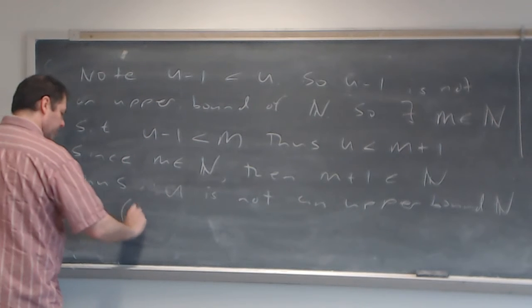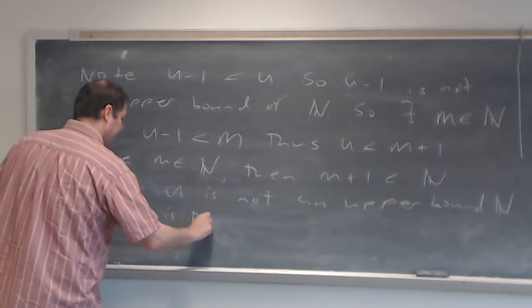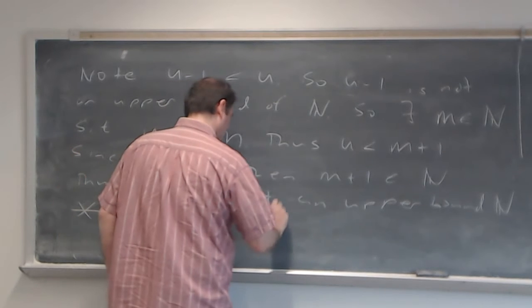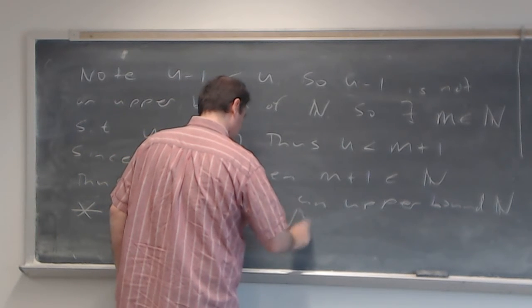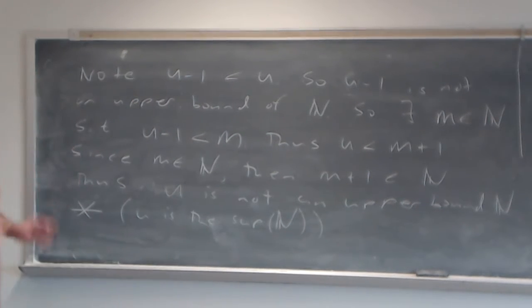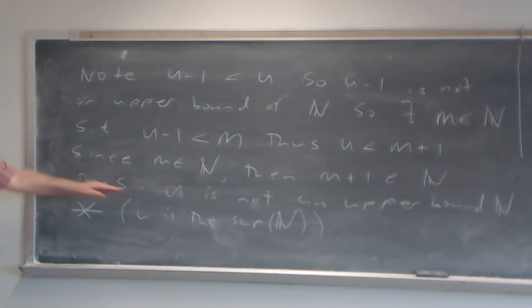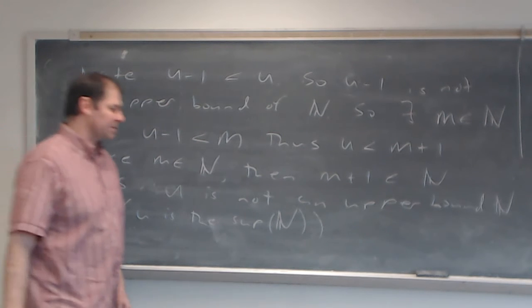But that's a contradiction. What does it contradict? U is the supremum of script N. So we've come to a logical contradiction, a statement that can't happen. U is the supremum, but here we're saying U isn't an upper bound. It's impossible. So we must have assumed something wrong.